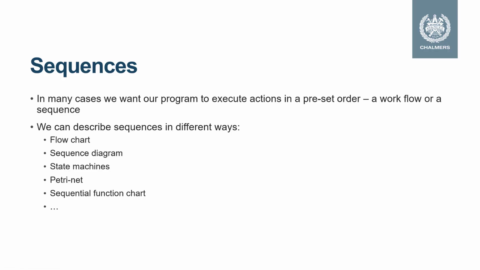So far, in the program examples I have used, everything has been executed immediately. But in many cases, we want things to happen in a set order, in a workflow or in a sequence. We can describe sequences in different ways: as flowcharts, sequence diagrams, state machines, Petri nets. I will focus on the sequential function chart.